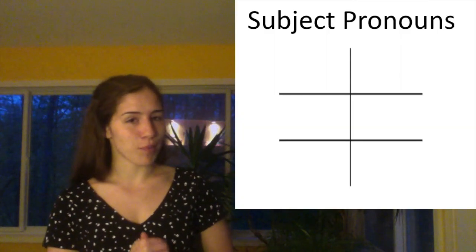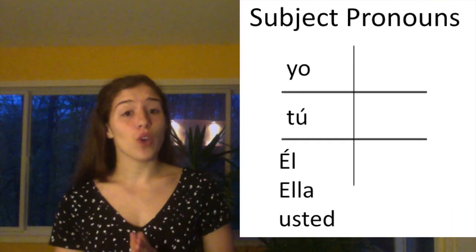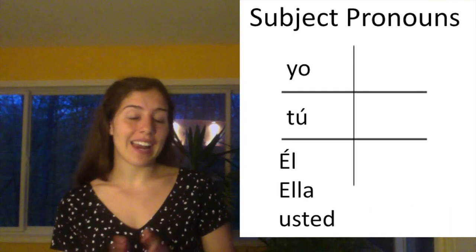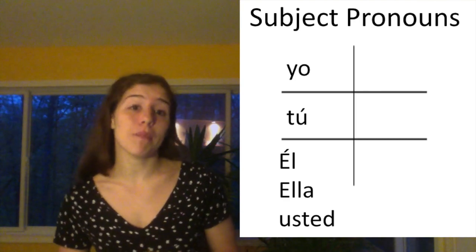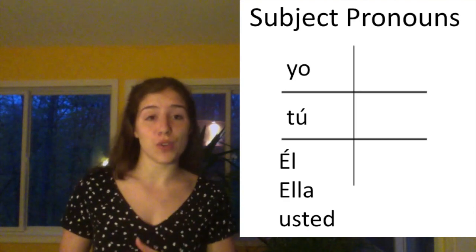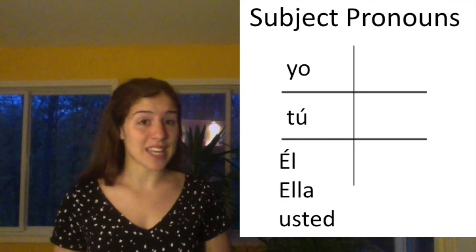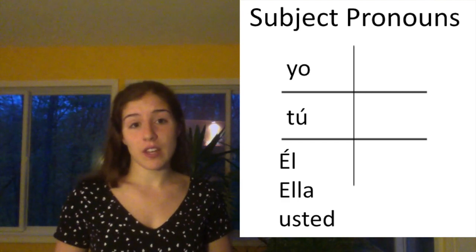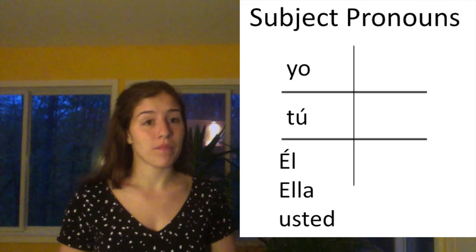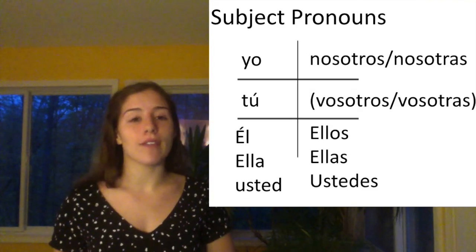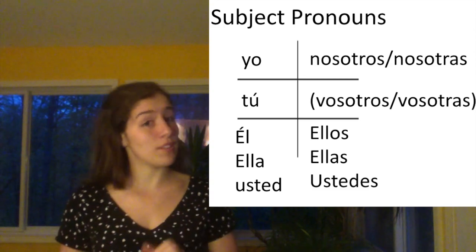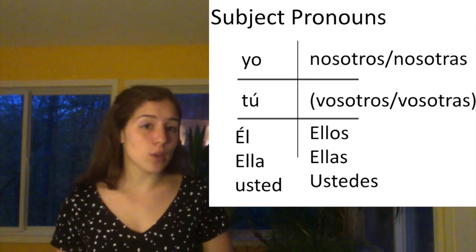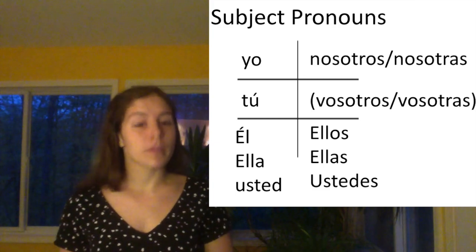So, first, let's look at our subject pronouns. We have yo, tú, él, ella, usted. Those are all our singular ones. Yo means I. Tú means you informal. Él means he. Ella means she. Usted means you formal. If we're talking about plural, we have nosotros or nosotras, vosotros, vosotras if you're in Spain, and we have ellos, ellas, ustedes.